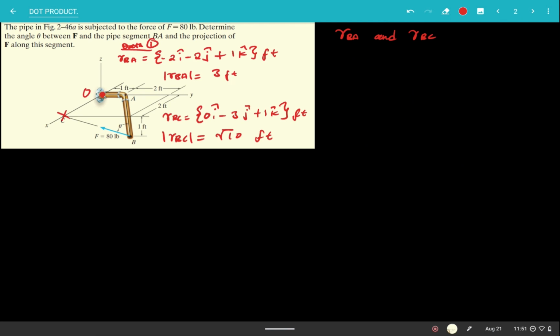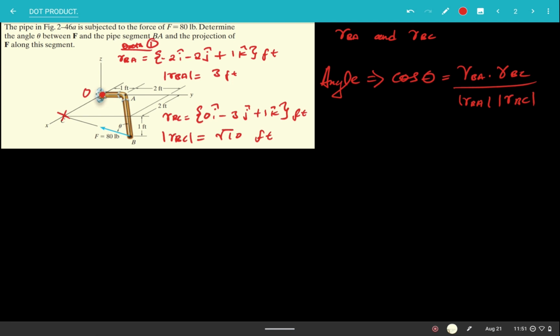Alright. Now, be mindful of this. We were finding the positions simply because to find the angle, which is cos theta, it is always equivalent to the dot product of RBA dotted with RBC over the product of their magnitudes.